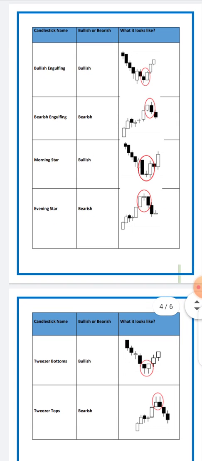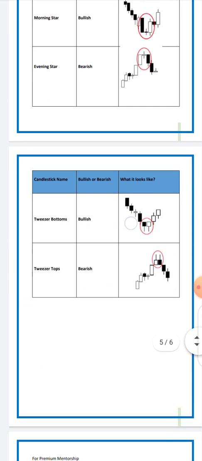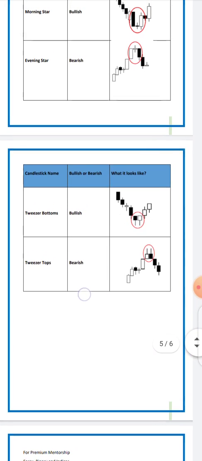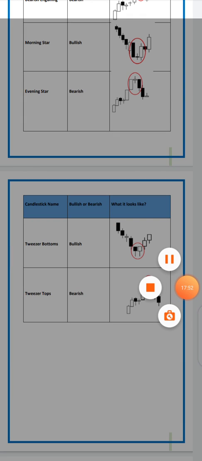And whenever that is found at the end of an uptrend, then it's going to be a reversal down. Then the next one is tweezer bottoms. All right, it's known as tweezer bottoms. Tweezer bottoms are bullish candlestick patterns.